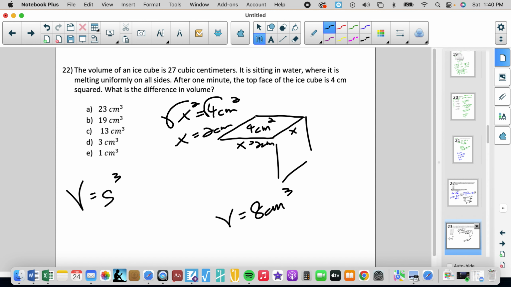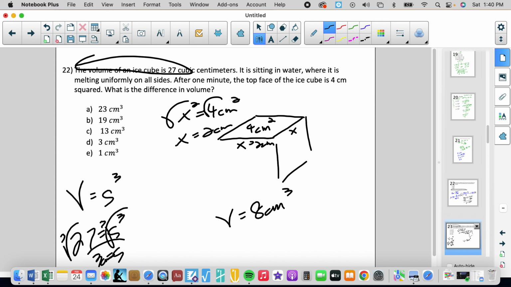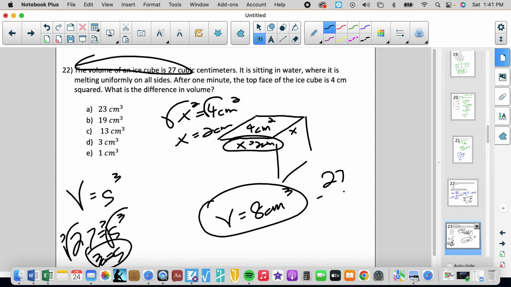So the volume of the initial one was 27. So we're going to take the cube root and we get x equals 3 centimeters. So we went from 3 centimeters to 2 centimeters. We went from 27 to 8 in volume. What is the difference in volume? 27 minus 8 gives us 19 cubic centimeters. That's a good one also. All these are good. These are really, really good.